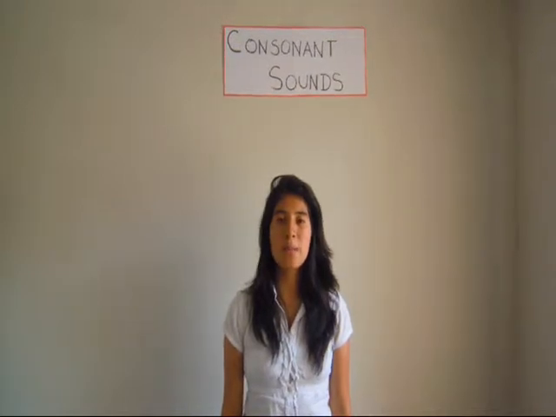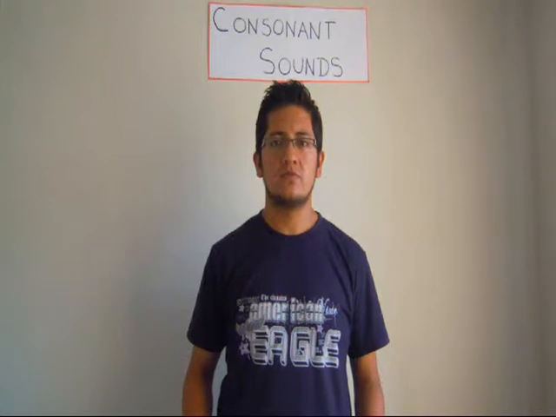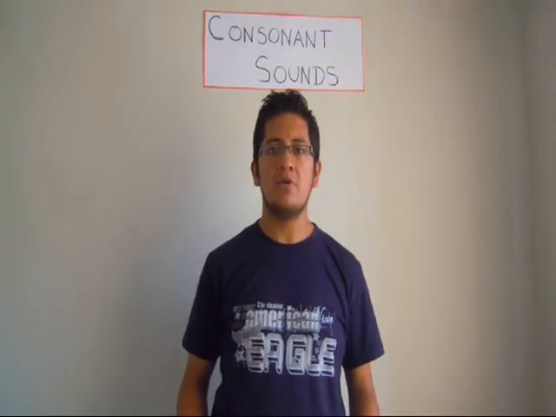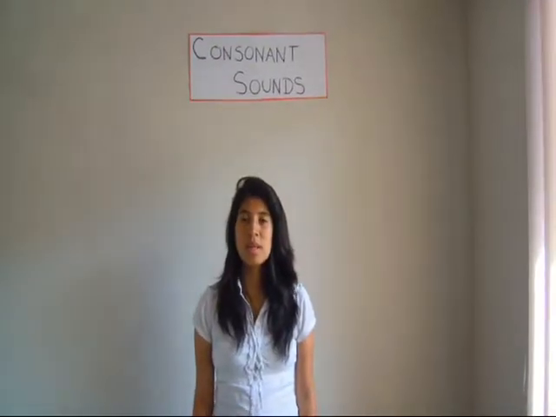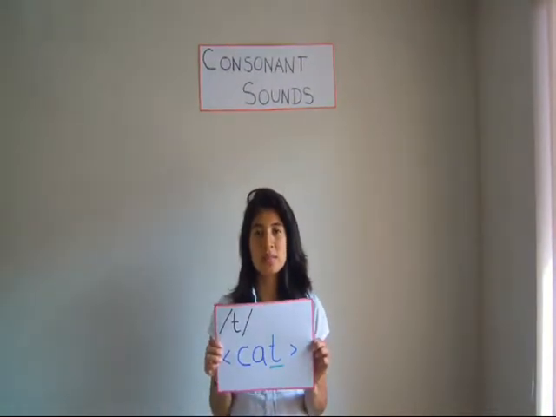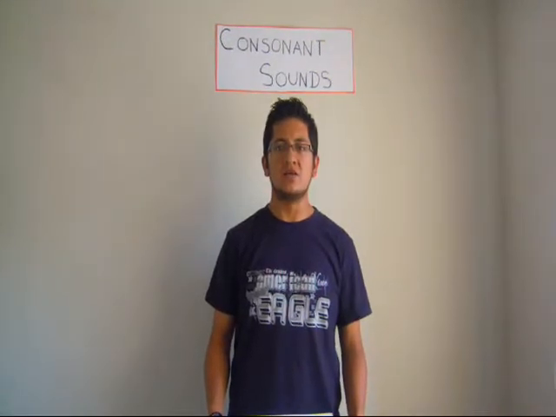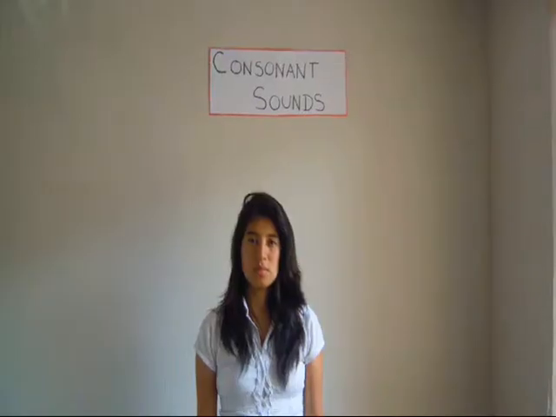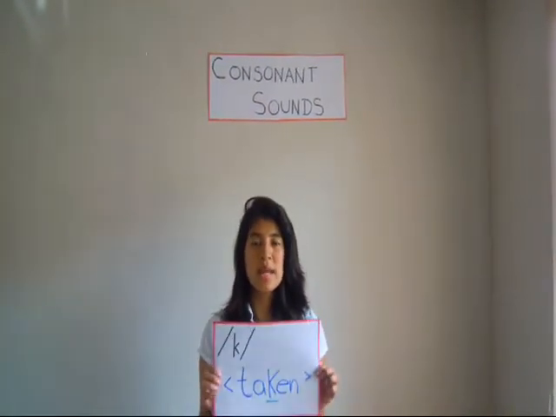The first one is P. For example, pure. The next sound is B. For example, rabbit. The next one is T. For example, cat. The next one is D. For example, deep. The next one is k. For example, taken.